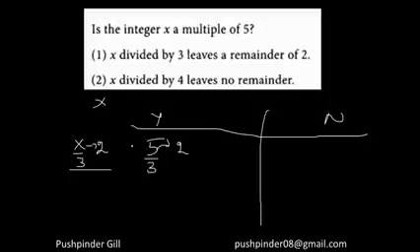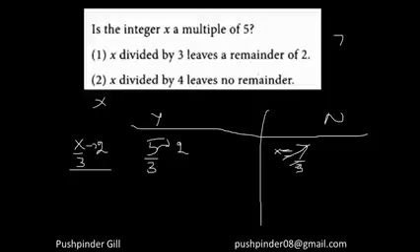Now let's try getting a no. So how can we get a no? Let's try a number. Okay, 7. So when x is equal to 7, when 7 is divided by 3, it leaves remainder 1. No, 7 will not work.